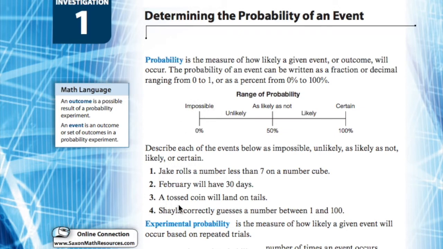Number 3, a tossed coin will land on tails. You're going to see this in Mr. Shane's exploration experiment in just a minute, but a coin has a head side and a tail side, so there's a 50-50 chance. It's as likely as not to happen.